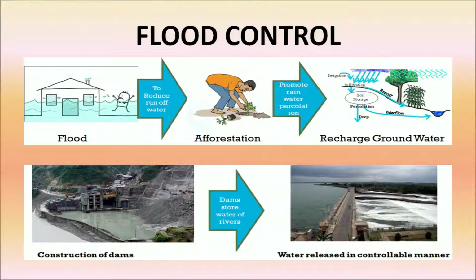Sometimes it might not be possible to prevent a flood even if we know that it is about to happen. However, there are certain actions that can be taken to reduce the impact significantly or to reduce the possibility of flooding. See the figure, that is the flood control figure. Now come to the ways of flood control.